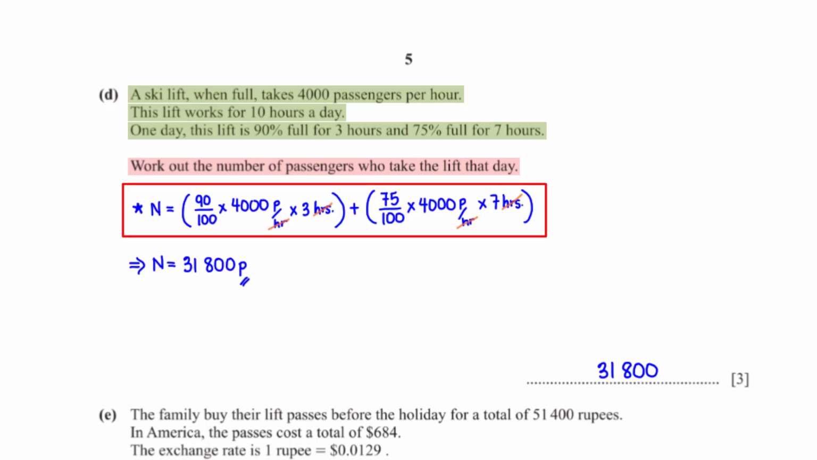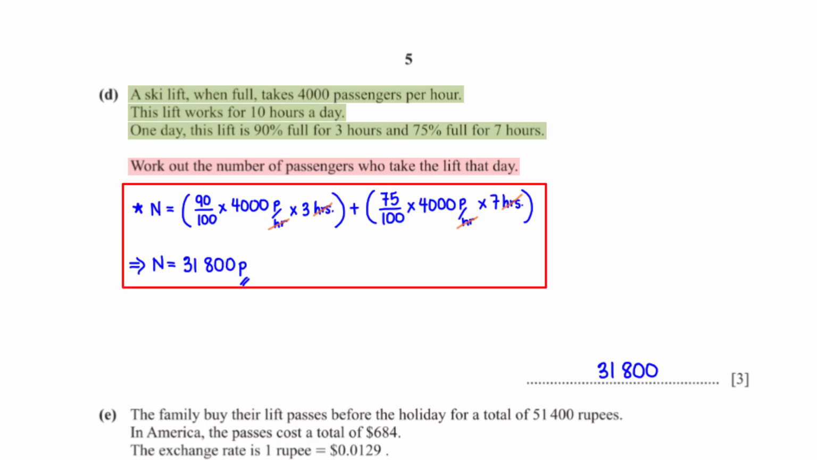The number of passengers would be equal to the number of passengers the lift carried in 3 hours, which is 90% of 4,000 times 3, plus the number of passengers it carried in the remaining 7 hours, which is 75% of 4,000 times 7. When we type this into the calculator, we get 31,800.